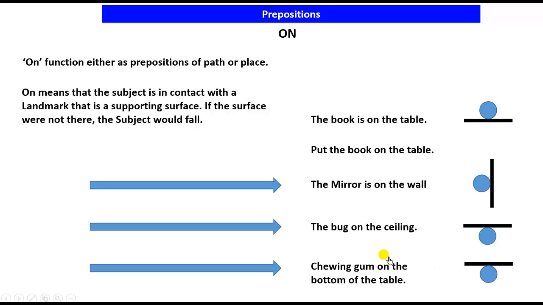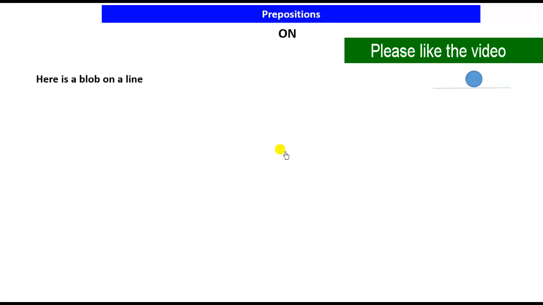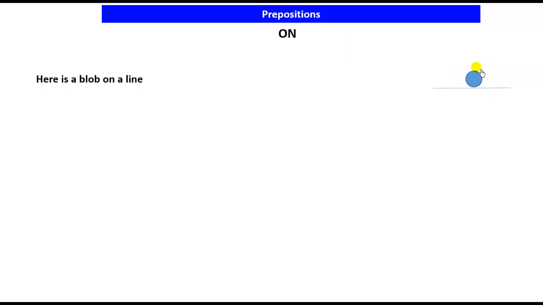And because we are using on as a preposition, because the landmark and subject both are in contact and the landmark is supporting the subject. See another example. Here is a blob on a line. Here this is a line and this blob is touching the line, but still we say that the blob is on the line. And here we see that there is a contact, the blob and line.